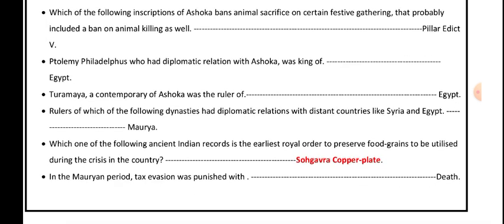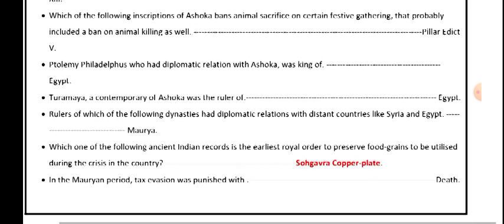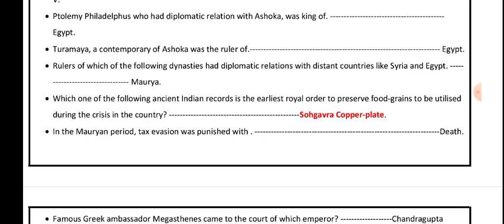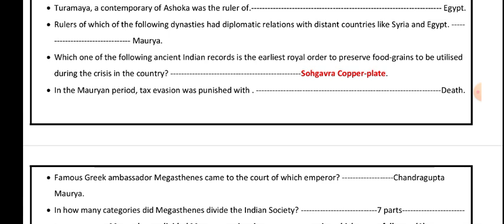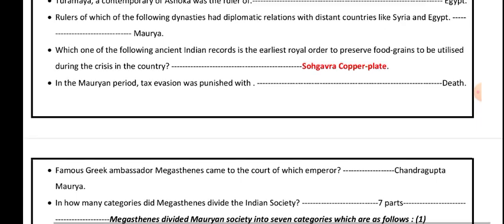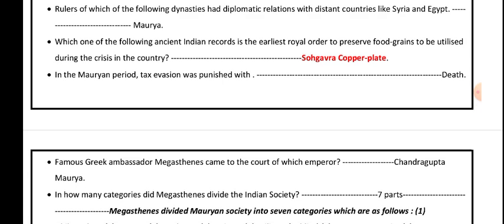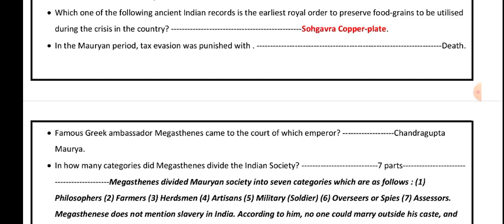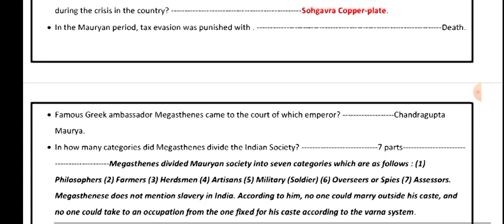Which of the following inscriptions of Ashoka bans animal sacrifice on certain festival gatherings? That probably includes a ban on animal killing as well. Pillar Edict 5. Ptolemy Philadelphus, who had diplomatic relations with Ashoka, was king of Egypt. Turamaya, a contemporary of Ashoka, was the ruler of Egypt. Rulers of which of the following dynasties had diplomatic relations with distant countries like Syria and Egypt? Maurya. Which one of the following ancient Indian records is the earliest royal order to preserve food grains to be utilized during a crisis in the country?